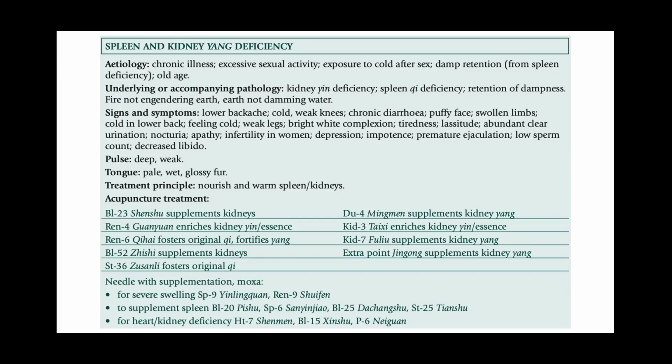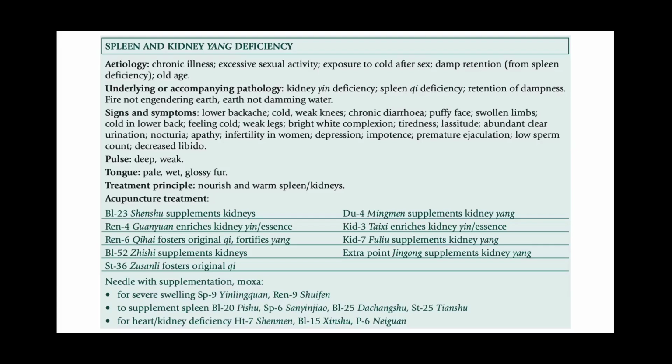For the acupuncture treatment, we use Bladder 23 to supplement the kidneys, Ren 4 to enrich kidney yin and essence, Ren 6 to foster the original qi and fortify yang, Bladder 52 to supplement the kidneys, Stomach 36 to foster the original qi, Du 4 to supplement kidney yang, Kidney 3 to enrich kidney yin and essence, Kidney 7 to supplement kidney yang, and the extra point Qigong to supplement kidney yang.